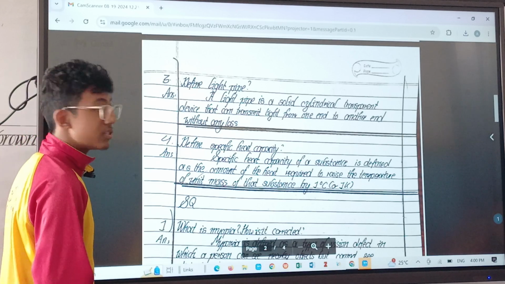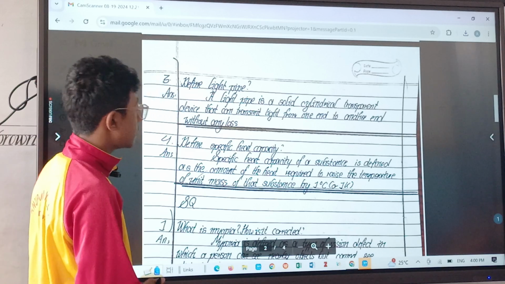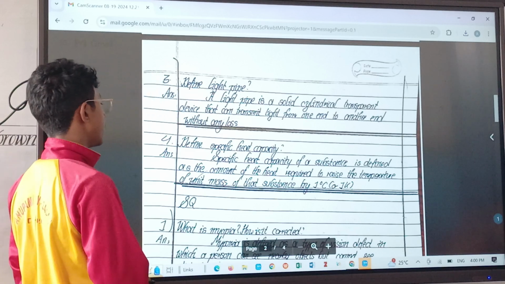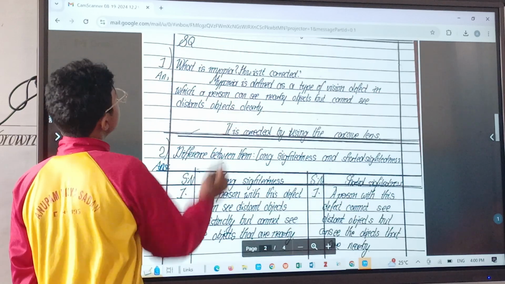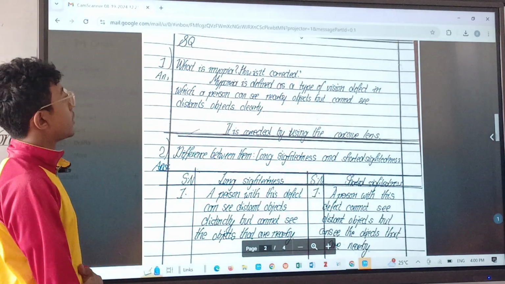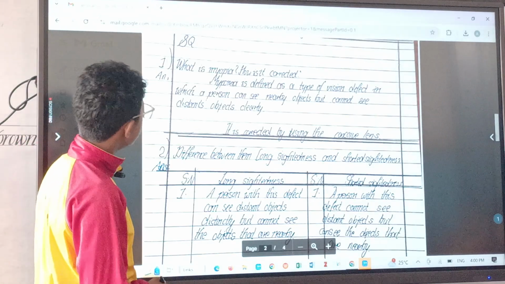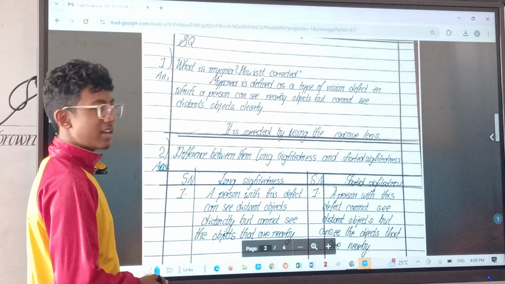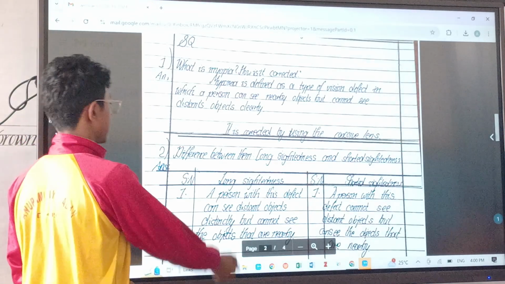And next one is define specific heat capacity. Specific heat capacity of a substance is defined as the amount of heat required to raise the temperature of unit mass of that substance by 1 degree Celsius. And short question answer, what is myopia? How is it corrected? Myopia is defined as the type of vision defect in which a person can see near objects but cannot see far objects. It is corrected by using a concave lens.